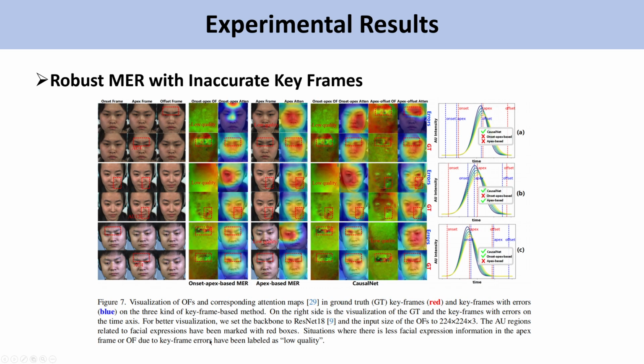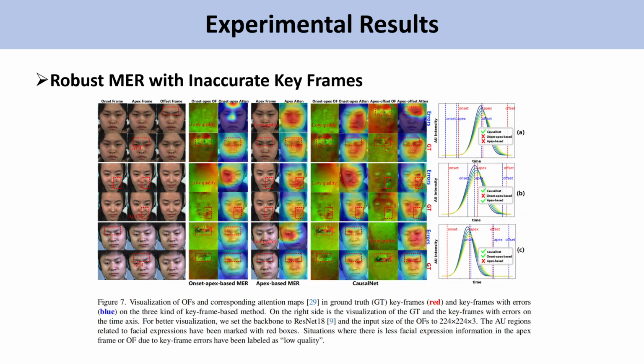We have listed 3 situations where the apex-based and onset apex-based methods are significantly affected by errors, as shown in the figure. In scenario A, the microexpression information is completely outside the onset apex range, resulting in no muscle information of action unit 4 in the onset apex optical flow. This will have a huge impact on methods based only on the apex frame or the onset apex optical flow. However, CausalNet covers a more comprehensive microexpression motion range, making it more probable to incorporate the peak muscle movement process, and the lost muscle movement information is compensated for in the apex offset optical flow.